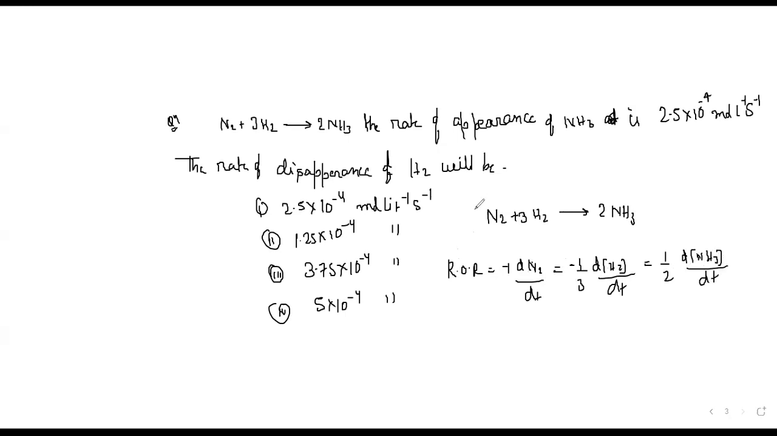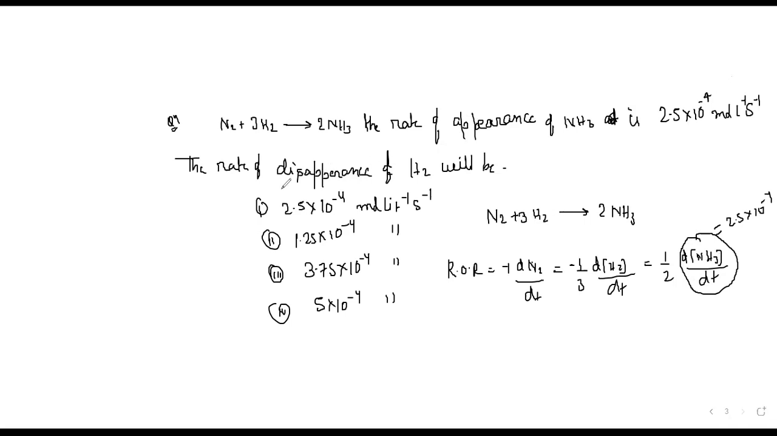In the question, what is given? Rate of appearance. What is the meaning of appearance? Appearance is just a similar word to formation. It means there will be the formation of ammonia. This value will be equal to 2.5 into 10 to power minus 4. This value will be equal to 2.5 into 10 to power 5 mole.